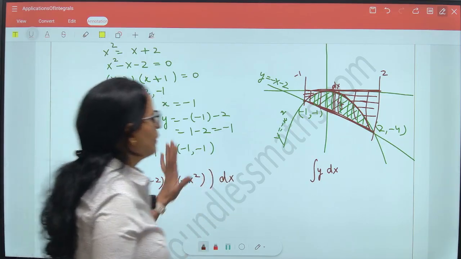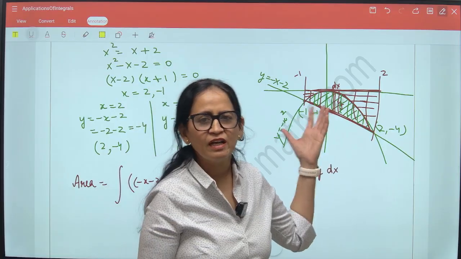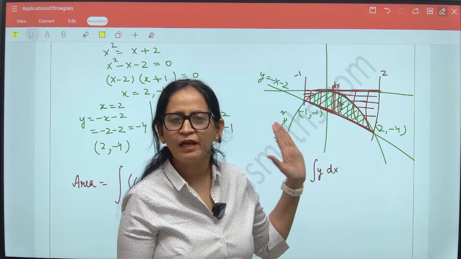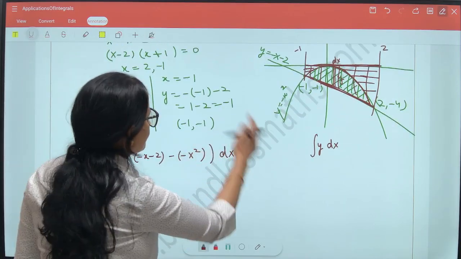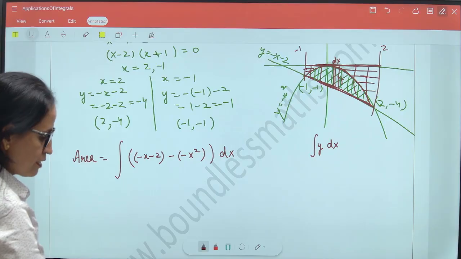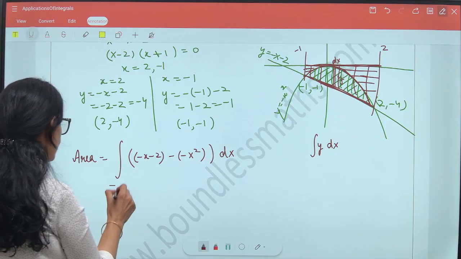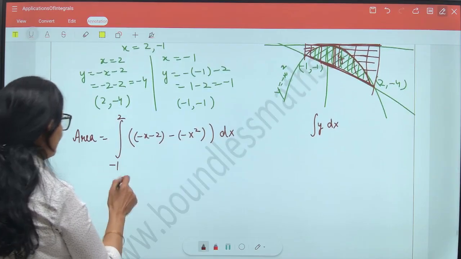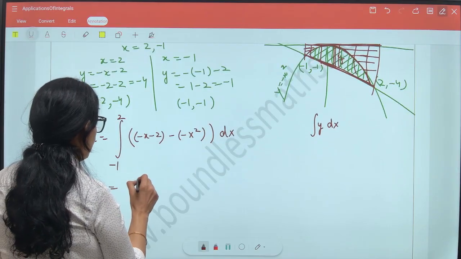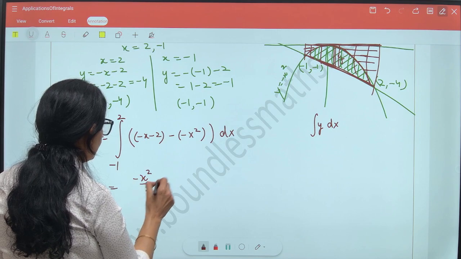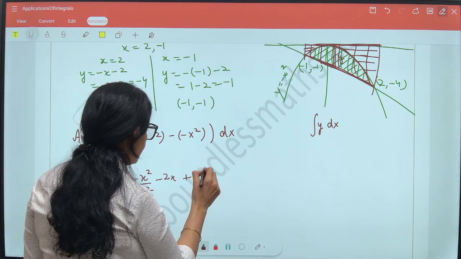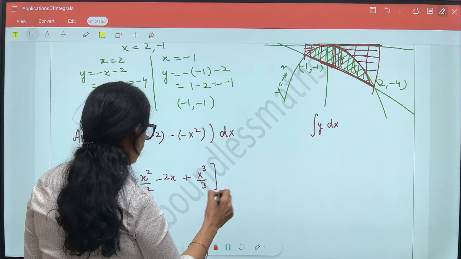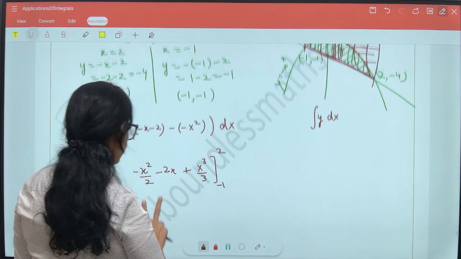Now here, when you do the calculation, you will get the area as negative. But remember, area can never be negative. So let's first solve it. What are the limits? x is varying from minus 1 to 2. So it is minus 1 to 2. So let's integrate this. Minus x square by 2 minus 2x, minus into minus becomes plus x cube by 3, bounded by minus 1 to 2.